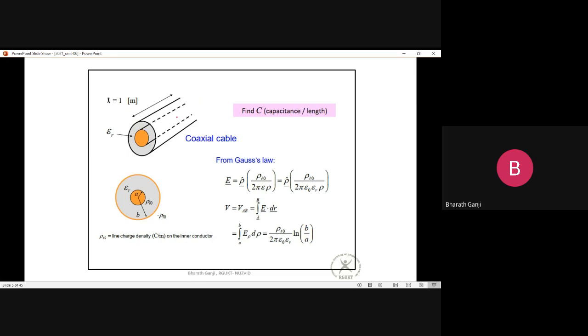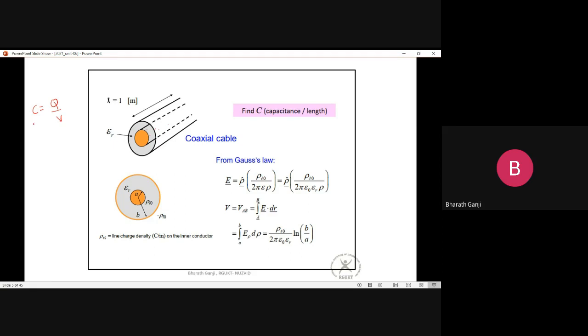Say for example, I take a coaxial cable of length 1, and I want to find the capacitance per unit length. If you want to find the capacitance per unit length, you just have to know the charge present on the inner surface, Q, divided by the potential difference between these two regions. So there are two ways in which you can derive the result. One is by finding the charge on the surface of your conductor divided by the potential.